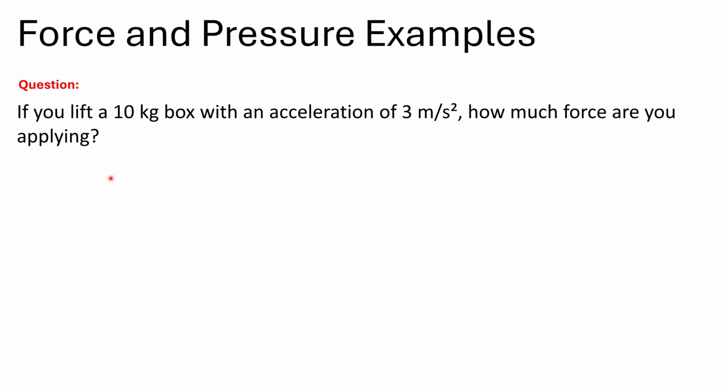Next question: if you lift a 10 kilogram box with an acceleration of 3 meters per second squared, how much force are you applying? The answer is F equals ma, mass of the object is 10 kilograms, and the acceleration is 3 meters per second squared, so the force applied is 30 newtons.